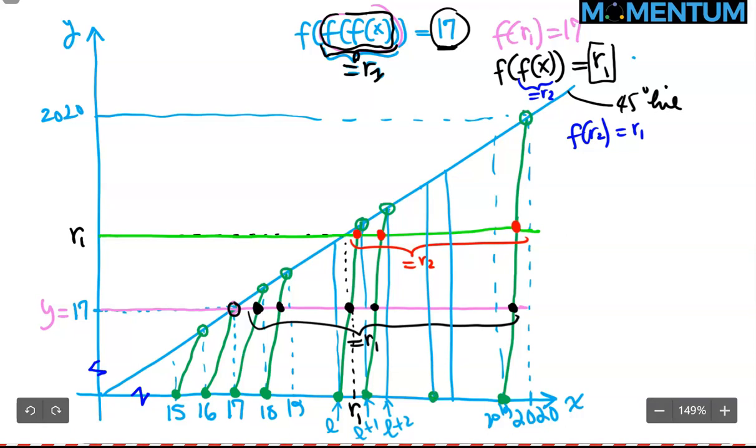So pretend this is m, and this one is m plus 1, two consecutive integers. And we have this portion of the function f between m and m plus 1.